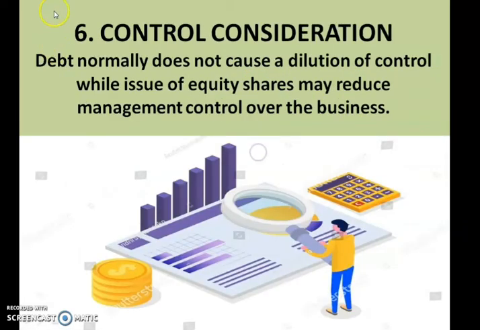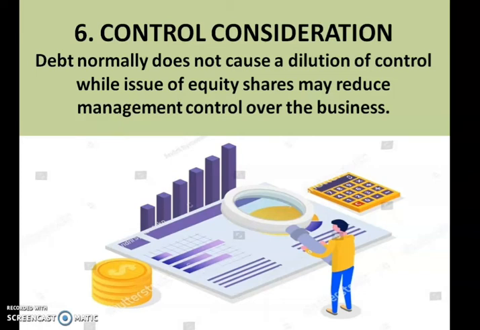Okay, the next point is control consideration. Debt normally does not cause a dilution of control, while issue of equity shares may reduce management control over the business. See children, issuing shares means what? Your company is making outsiders or shareholders the owner of the company for the shares held by them. How much shares they are holding in this company, for that part they become the owner of the company. That means there is a loss of control of your business.